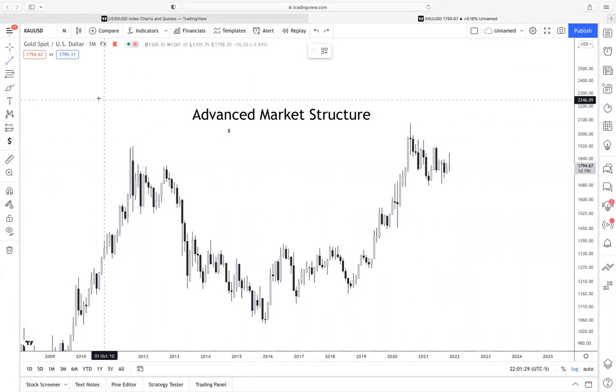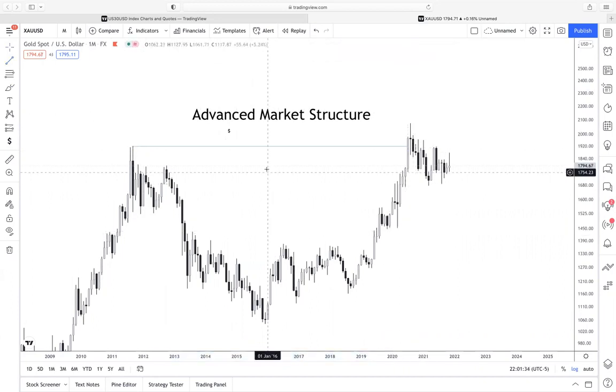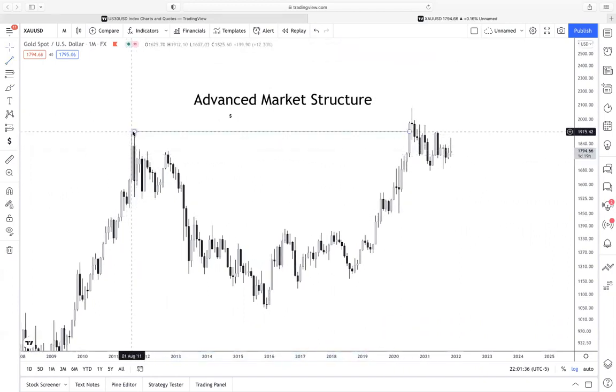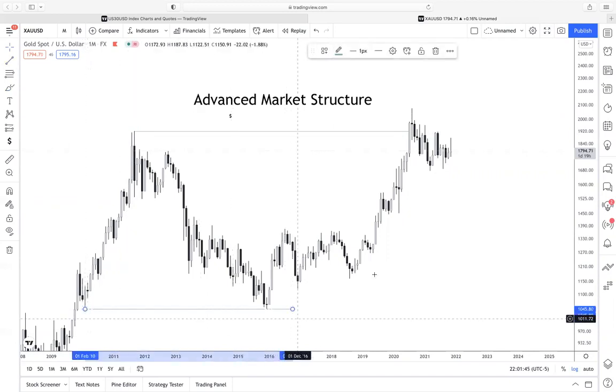Right off the bat, on a monthly, here's our high. That high is a strong high, an external point of liquidity, right? And then we have our monthly low right here, where price failed to break a low.